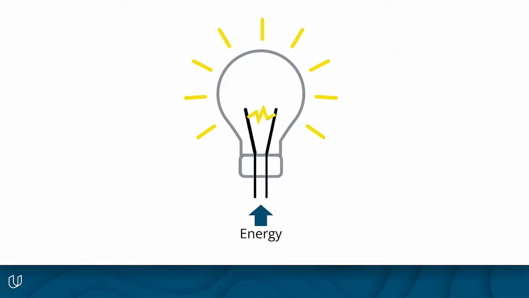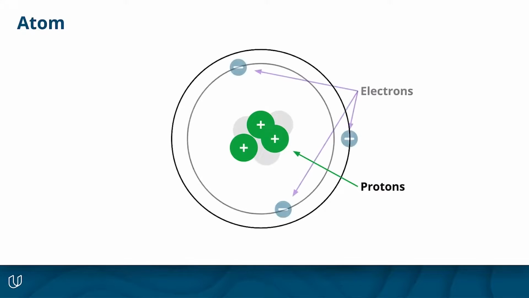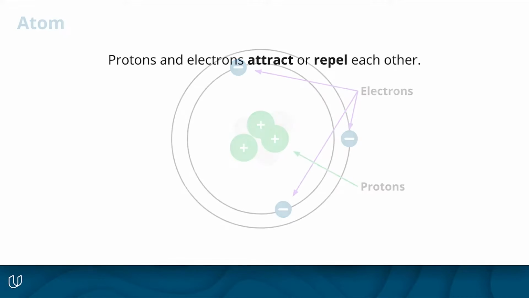More specifically, in this lesson, we're interested in electrical energy. So the question is, where do we get this electrical energy? And the answer is, it comes from atoms. More specifically, inside every atom, we can find smaller particles called protons and electrons. And it turns out that these particles have an interesting property.